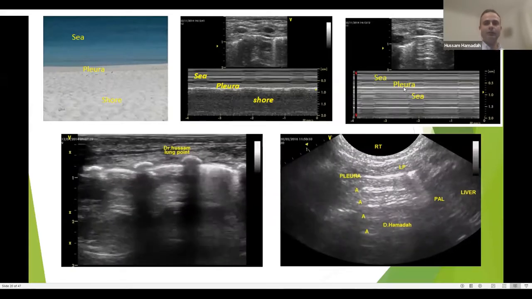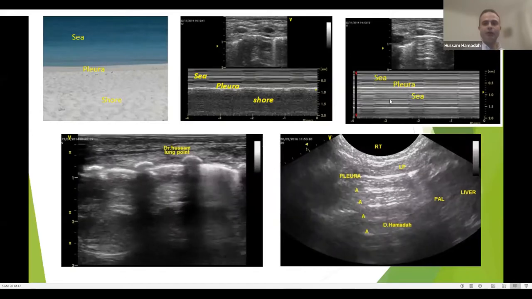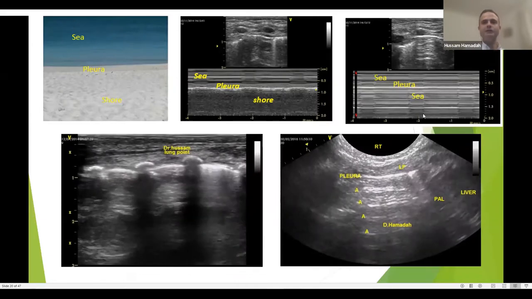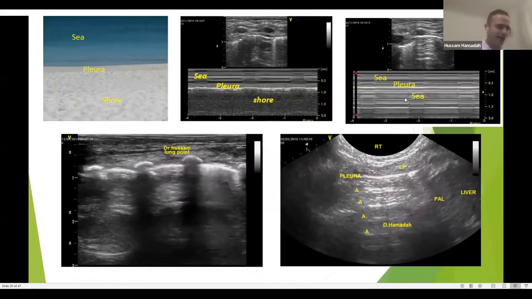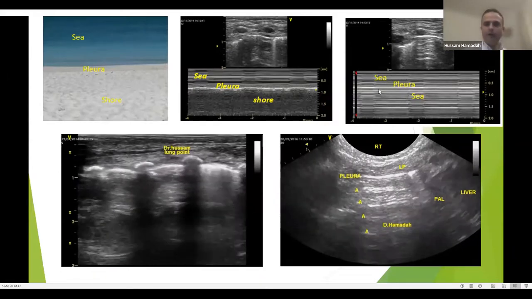There is a very important point here: put your pleural line in the middle of the screen, because sometimes they increase the scale. So you will find the pleural line here, then you will see, okay, there is no change in the ultrasound pattern. We'll go here.